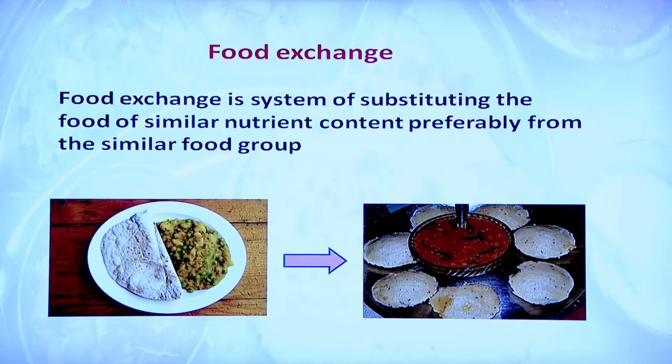We have also learned a variety of food items, and one person likes one and another person likes the other food item, then what to do? We have to have an equal amount of nutrients required by the person. Then there is a system, and that system is called food exchange. It means one food item or one food preparation can be substituted with another item, but that should contain a similar amount of nutrients. Here I have shown the two pictures.